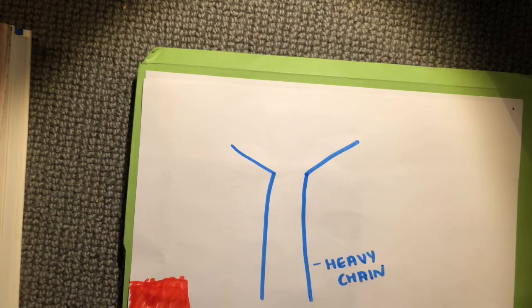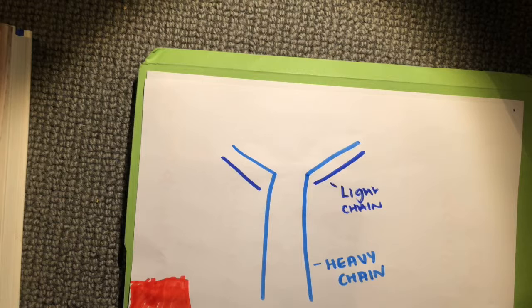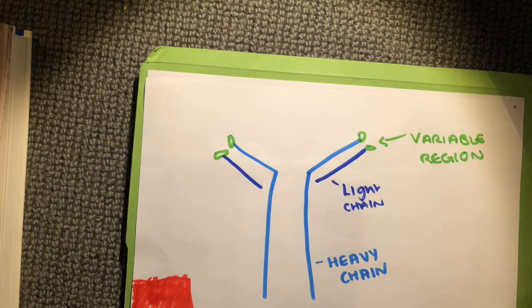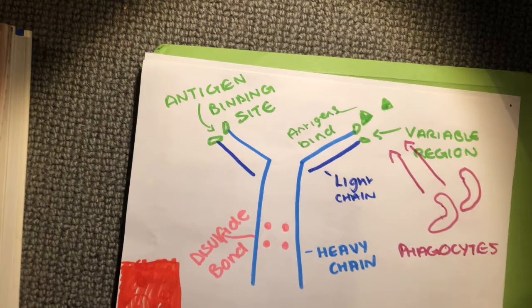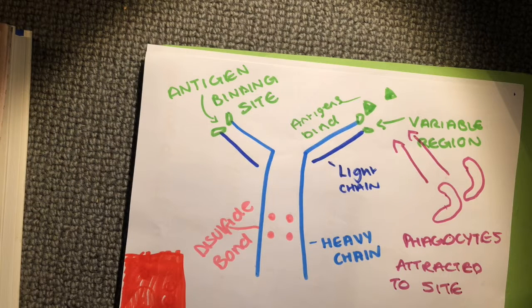The antibodies produced are comprised of two heavy chains, each attached to a shorter, lighter chain in the shape of a Y. The variable region is at the top end of the light and heavy chain, forming the antigen binding site. These antibodies bind to antigens via opsonization, marking them for phagocytes to engulf.